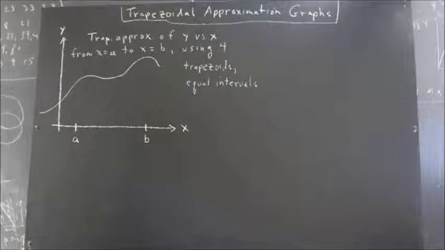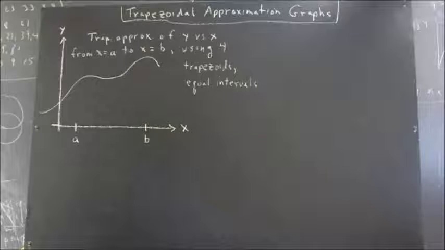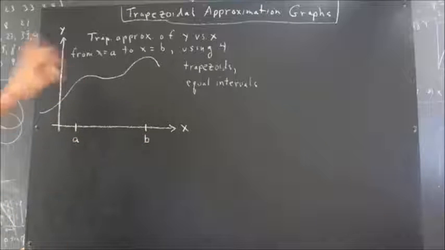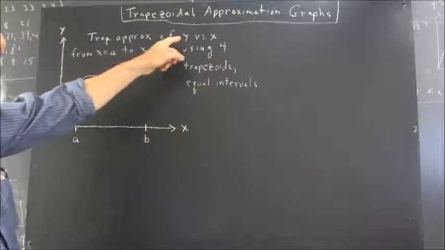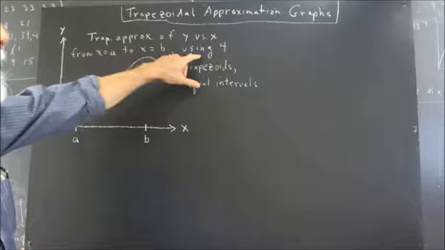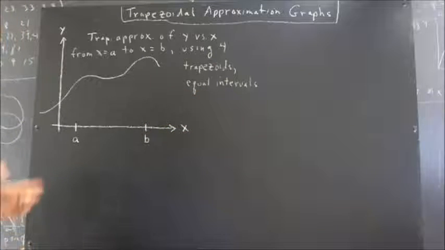Okay, now we're going to define the trapezoidal approximation graphs. And for our first example, we have y versus x. We want to do a trapezoidal approximation of y versus x from x equals a to x equals b using 4 trapezoids on equal intervals. Now what could that mean?